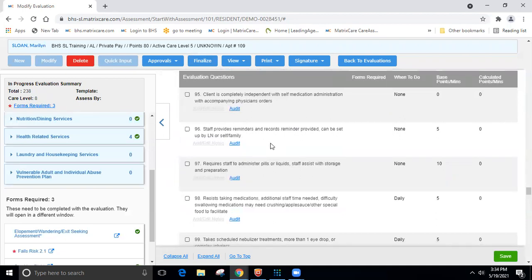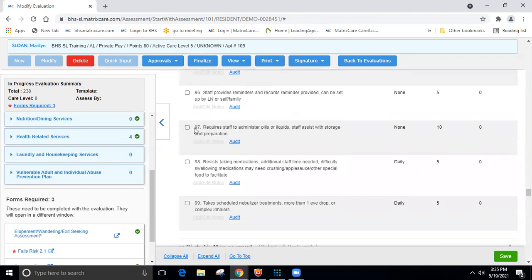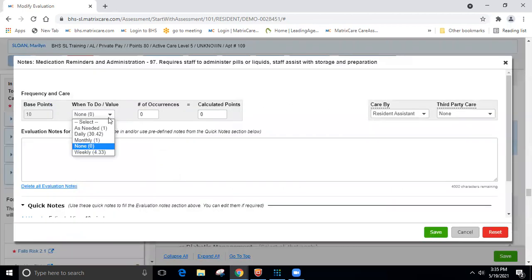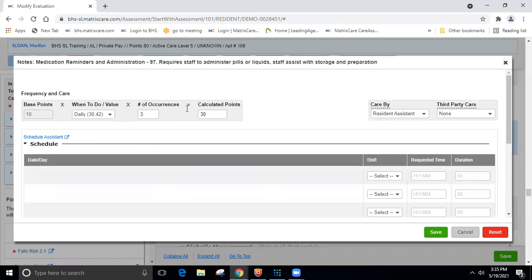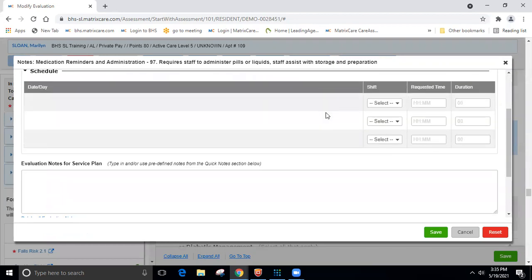And this is not insulin, so we don't include insulin in here because it's a separate section. But if we're providing reminders or just recording, but our hands are off, we would take 96. If we're actually giving the meds, then we would pick 97. It is a scheduling piece. It's usually daily. And then you have to see how many med passes we are giving, typically 2, 3, 4, whatever, to calculate those points.